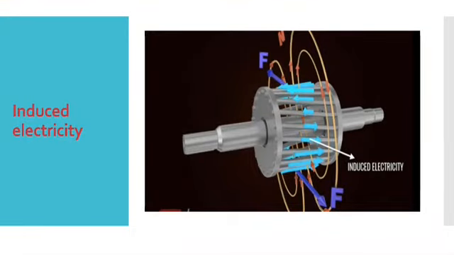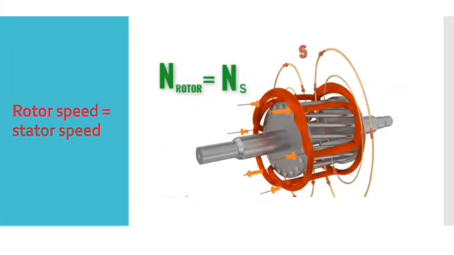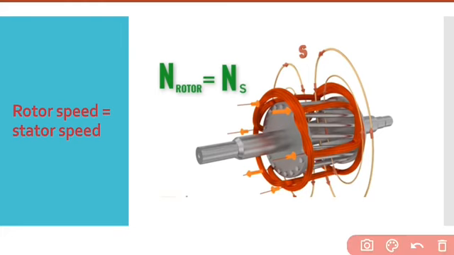Now we consider a case where the rotor speed is the same as the synchronous speed. Here you can see the rotor speed is the same as the synchronous speed. This is the rotor speed and this is the synchronous speed. Because both are rotating at the same speed, the magnetic field never cuts the loop. So there is no induced EMF and current.